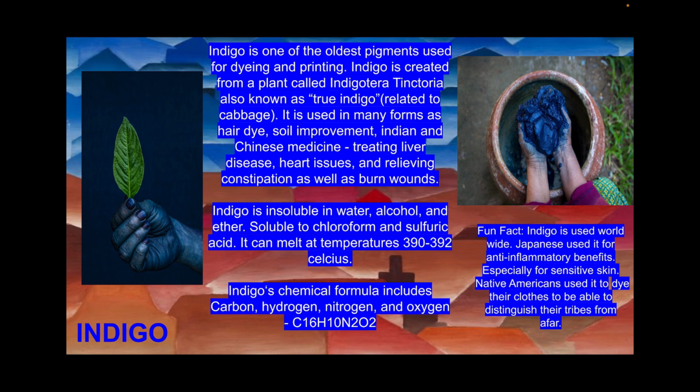Indigo is insoluble in water, alcohol, and ether, soluble in chloroform and sulfuric acid. It can melt at temperatures of 390 to 392 Celsius. Indigo's chemical formula includes carbon, hydrogen, nitrogen, and oxygen, which is C16H10N2O2.